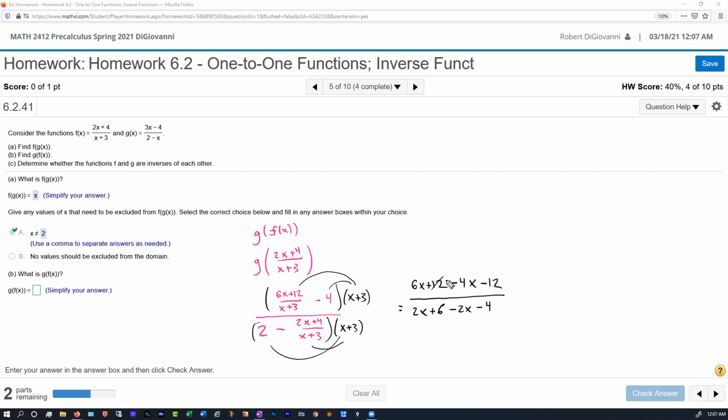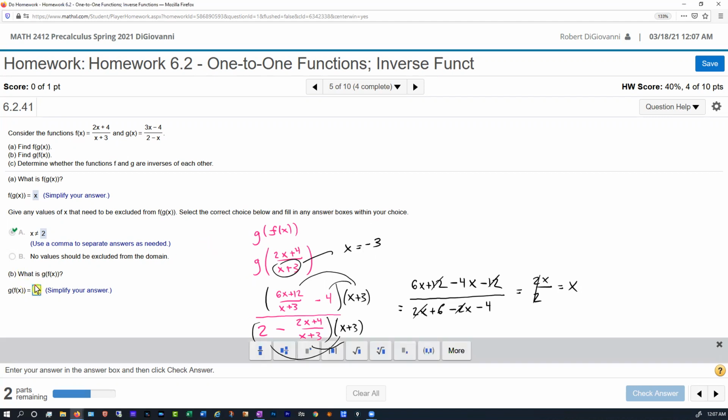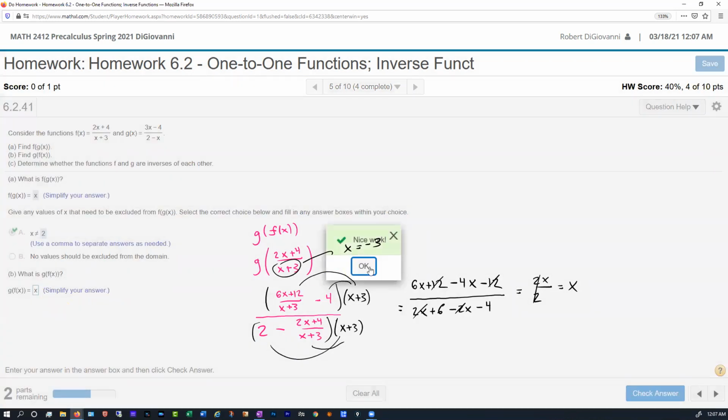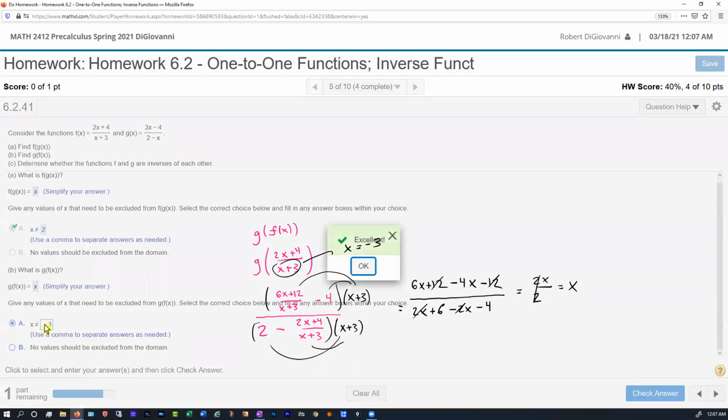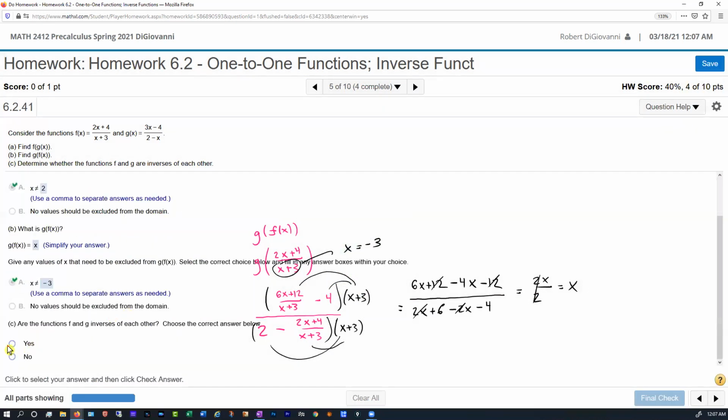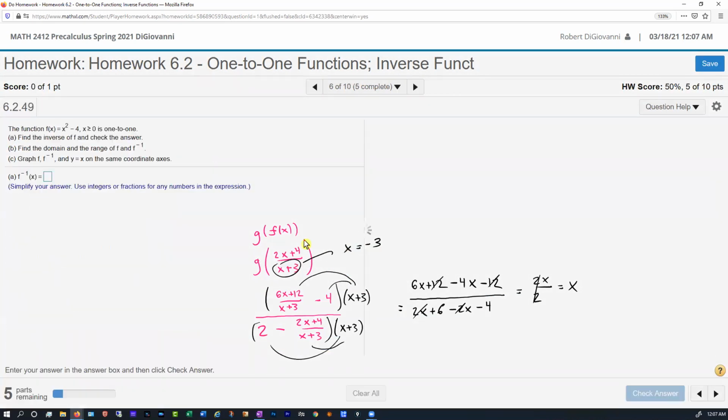And now clean up. 12's go away. I get 6x minus 4x, that's 2x. And then here the 2x's go away, and 6 minus 4 is 2. 2's cancel, we get x. Oh, I forgot to mention, here, x can't be negative 3, or else we have division by 0. So we have a domain restriction there. So when we do g of f of x, we get x. X cannot be negative 3. And these are inverse functions. All right.